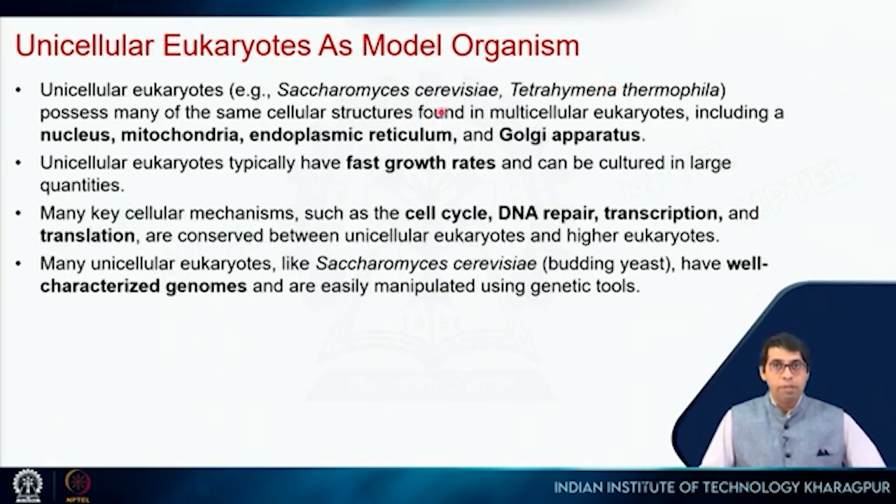Saccharomyces cerevisiae, I will show one example in the next slide, which is the yeast two-hybrid assay, which is done using Saccharomyces cerevisiae. So these types of eukaryotes have processes which are very similar to the multicellular eukaryotes because they have all these internal organelles. So they can serve as a model system for studying eukaryotic systems. Since these are unicellular, they grow fast and they can be cultured in large quantities in a relatively inexpensive manner. So many key cellular mechanisms such as cell cycle, DNA repair, transcription, translation, etc. are conserved in these unicellular eukaryotes as in higher eukaryotes.